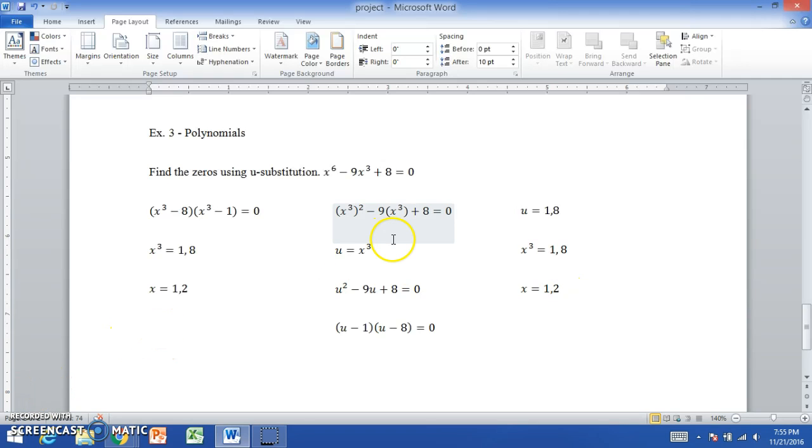So that is a different sort of application of using u sub, not only with integrals, but it can also be used in basic math.